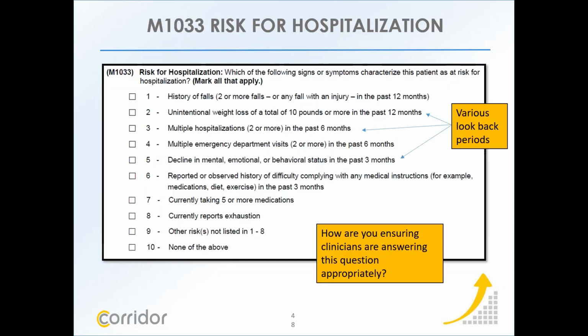For M1033, to provide payment points, there needs to be 4 or more responses selected here, excluding options 8, 9, and 10. And you can see M1033 is definitely a little bit more comprehensive than some of the other OASIS items, as it has various different look-back periods, and it encompasses a wide range of signs and symptoms. Corridor will use what we review in the HMP and in other patient attachments to reconcile this item.